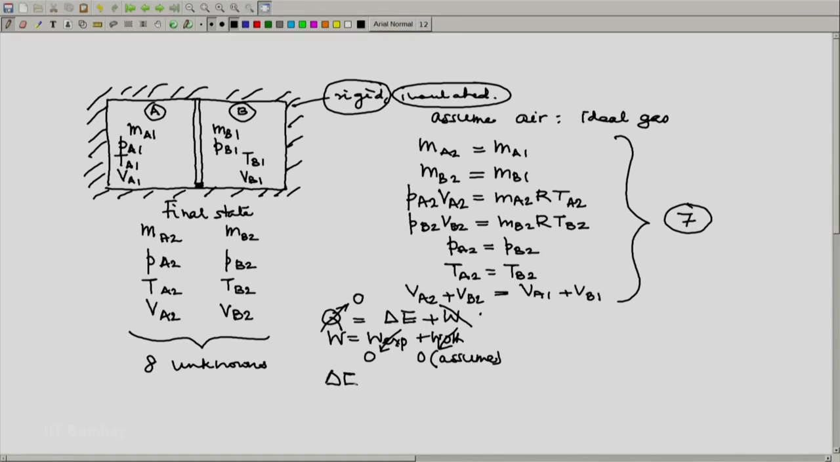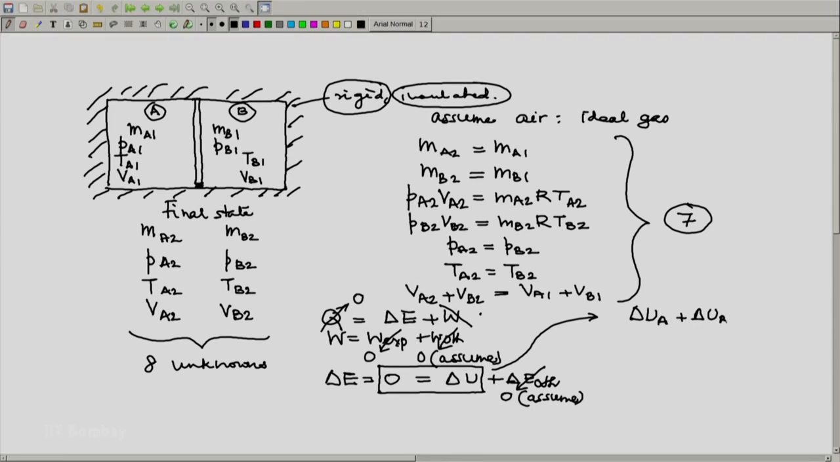That gives us delta E equals 0, and if we write this as delta U plus delta E other, then delta U can be related to temperature, but let us assume again that delta E other is 0, and then the first law reduces only to this part. The change in the thermal energy of the system does not change through the process, and delta U equals 0 means delta UA plus delta UB is 0.